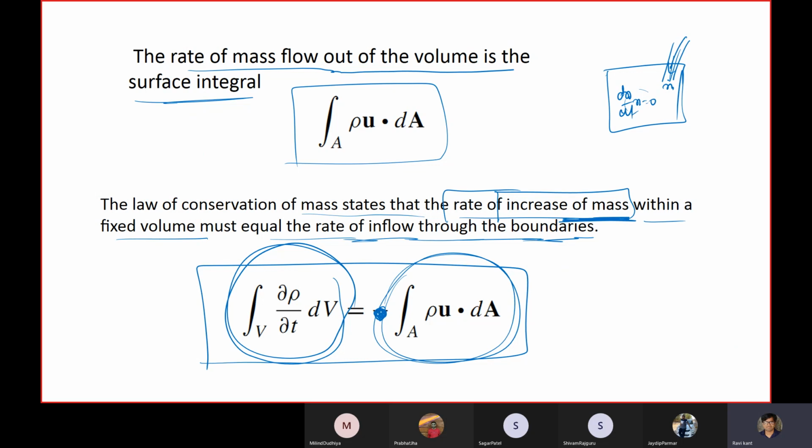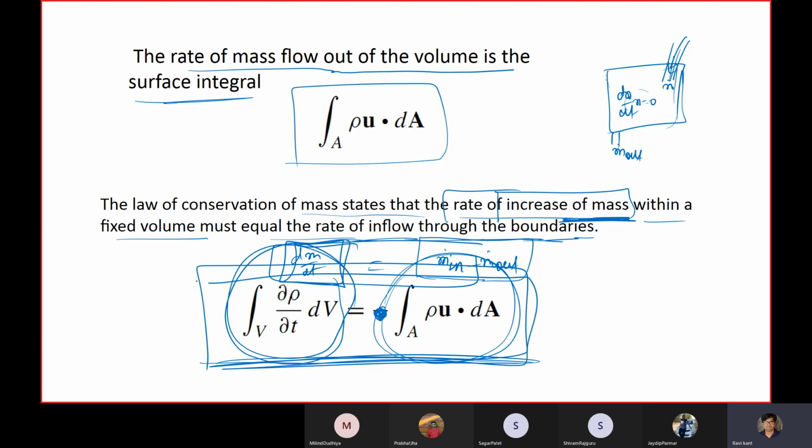dm/dt. So dm/dt is nothing but the m dot that is coming in, minus m dot out; suppose the tank has some hole, so m dot out is coming out, with a minus sign. So the change in mass with time in a fixed control volume must be equal to m in minus m out in rate form. In integral form we have written this.